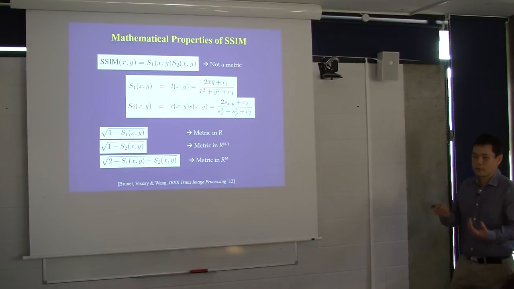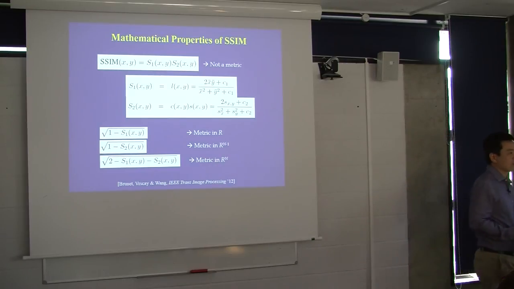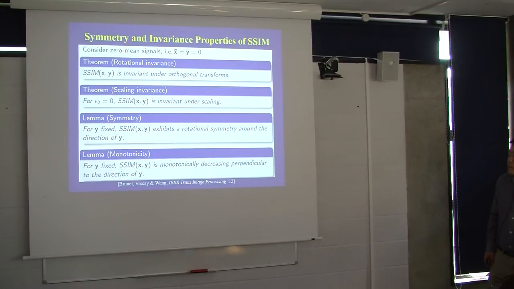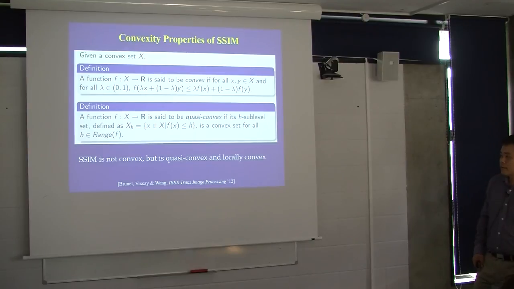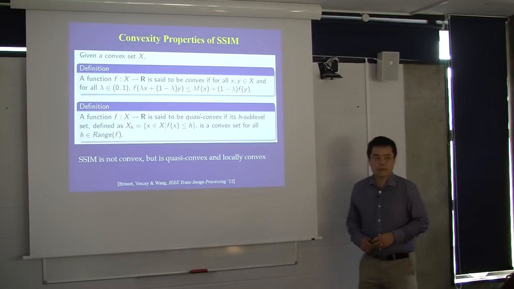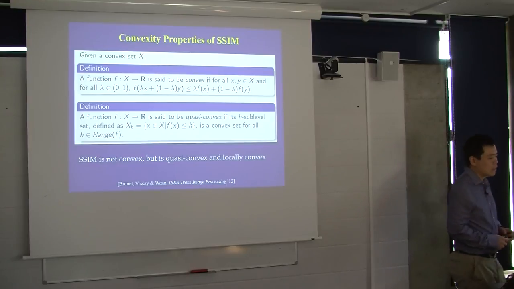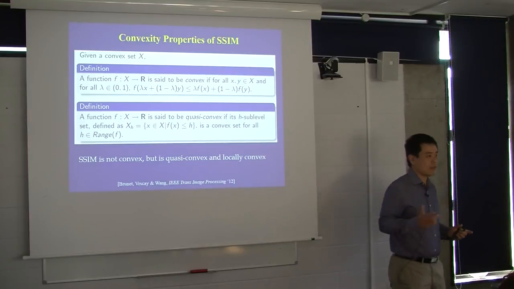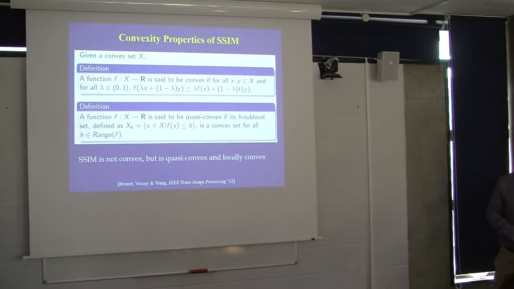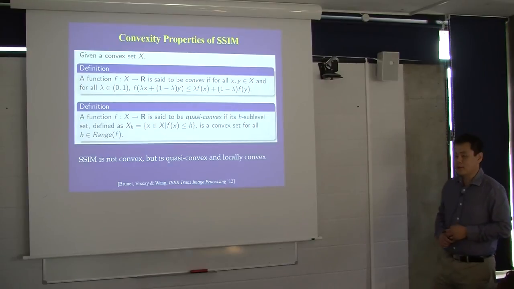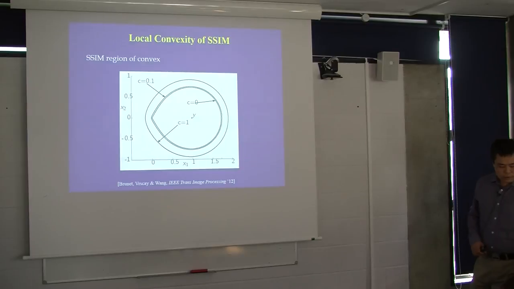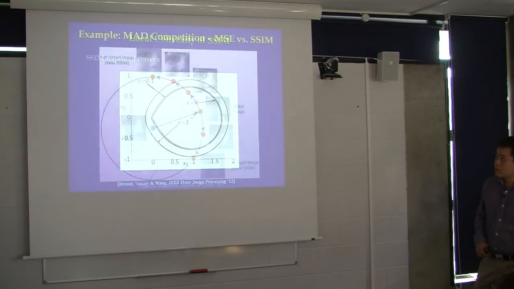So, for example, you can split structural similarity into several pieces. Each one of them is actually a valid distance metric, and there are some nice properties in terms of invariance and so on. And you also have some kind of good convexity property. It is basically not convex, but it is quasi-convex in the sense that its level set is convex. And also it's locally convex in the sense that if you're already very close to the global optimum, you are actually in an area that's convex.